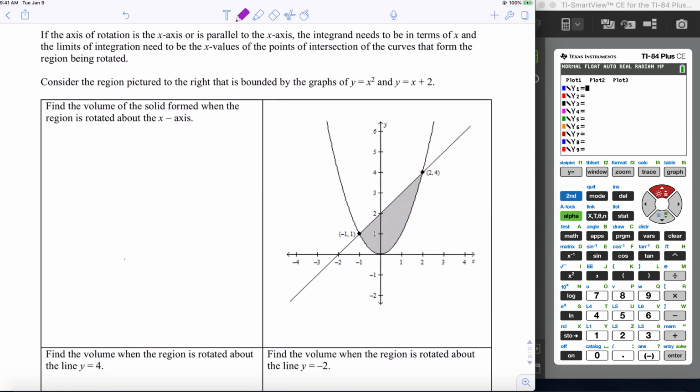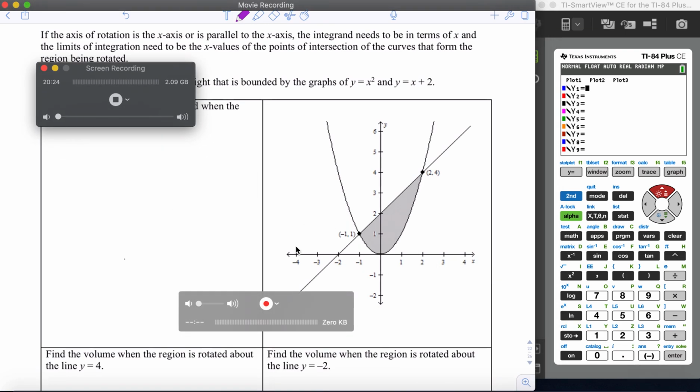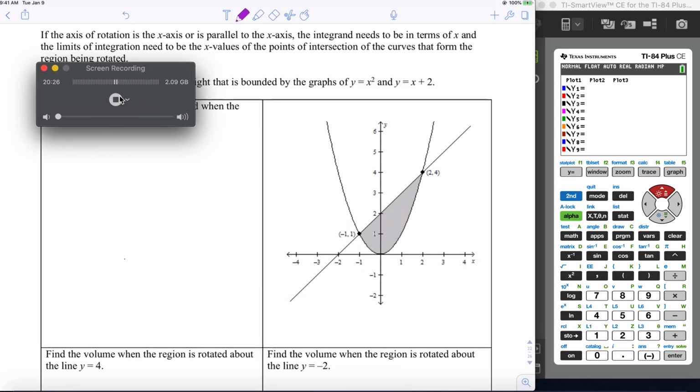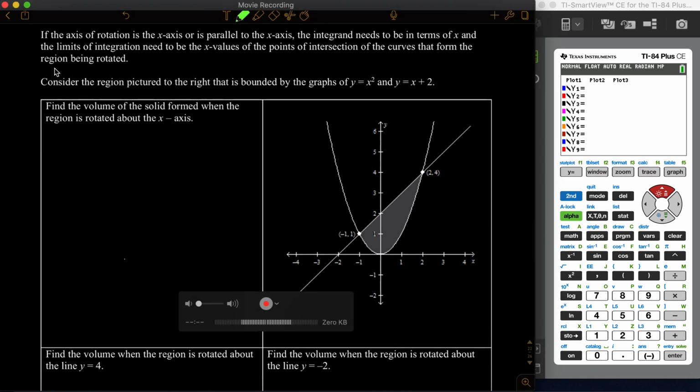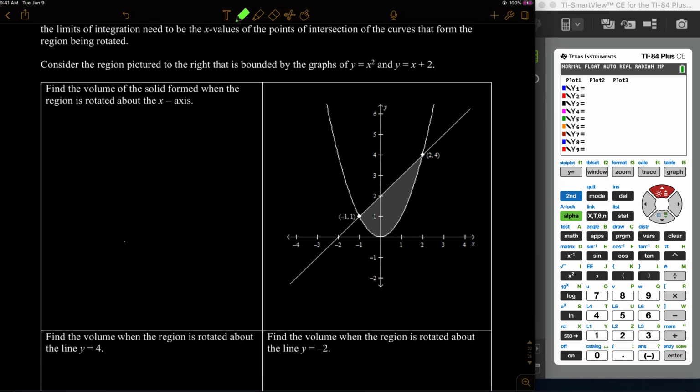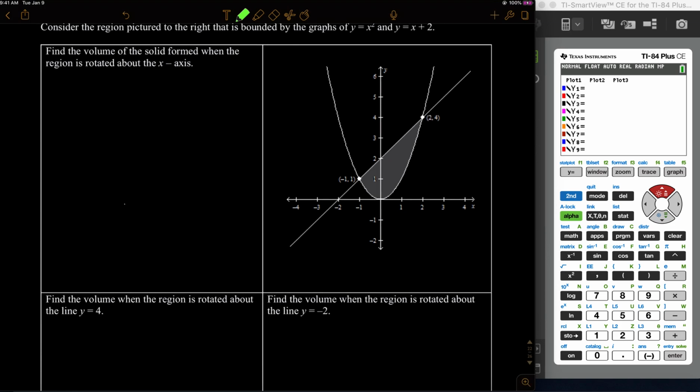They give us the two equations. That's y equals x plus 2 on top, and y equals x squared on the bottom. Let me pause this so I can charge the pencil. Okay, we're charged. Find the volume of the solid formed when the region is rotated about the x-axis.